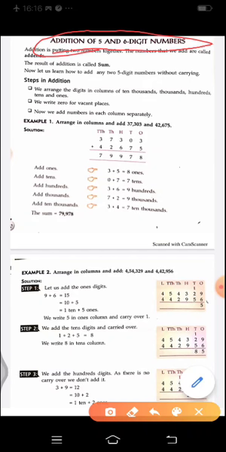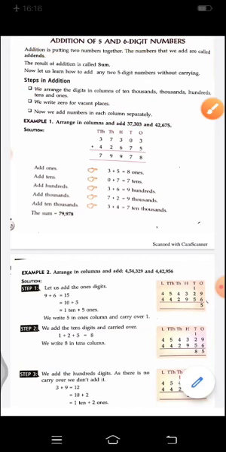Okay students, our first step is we arrange the digits in columns of 10,000s, 1000s, 100s, 10s and 1s. The next step is that we have to write zero for a vacant place. If there is no digit, we will write zero in that place. And the next rule is that we will add the numbers in each column separately, meaning we will add each column separately.